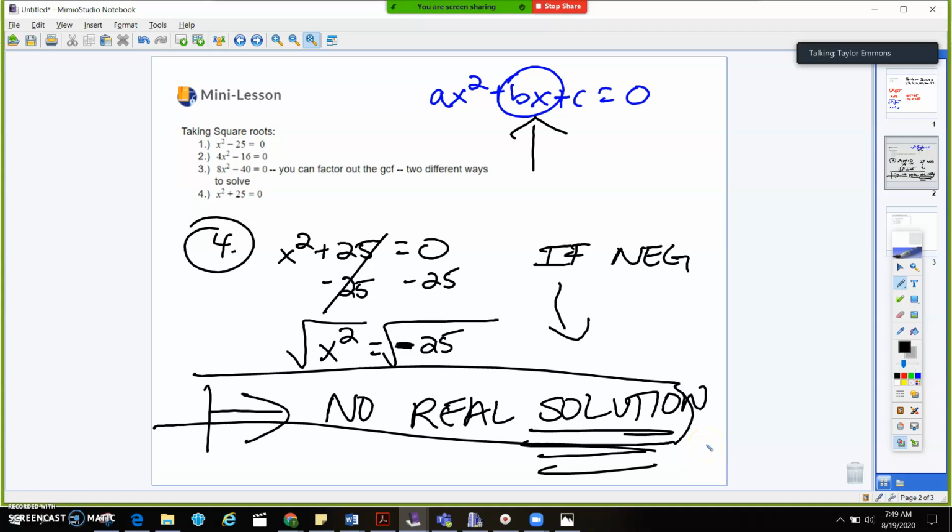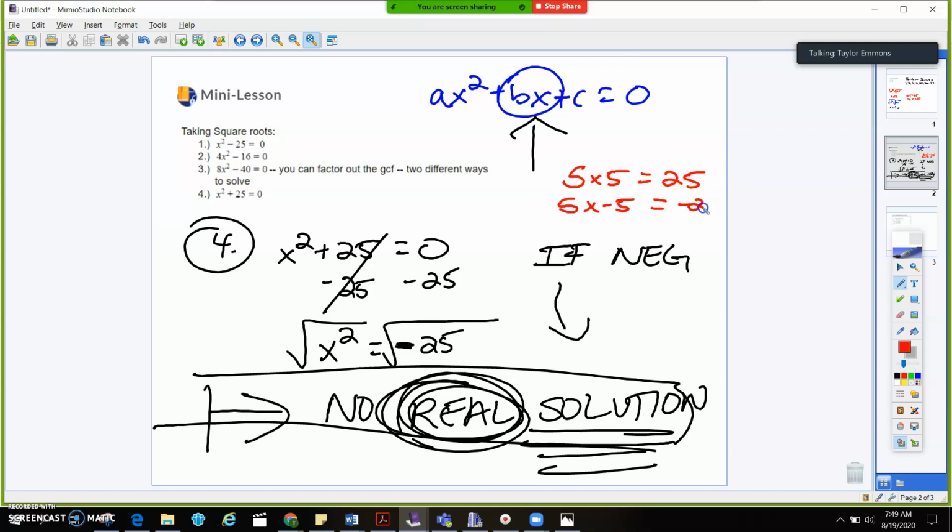No real solution. And the reason why it's not real is because it's not a number. You could not produce a number that, if you multiplied it by itself, would get you negative 25. For instance, if you had 5 times 5, that gives you 25, right? And if you had 5 times negative 5, that would give you negative 25. And if you had negative 5 times negative 5, that would give you positive 25.